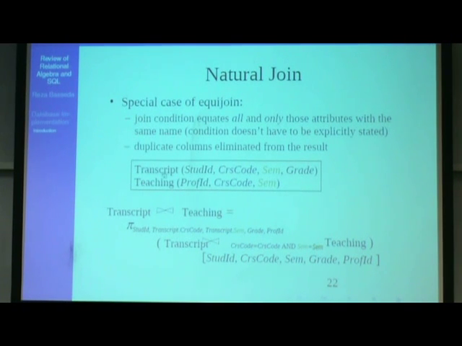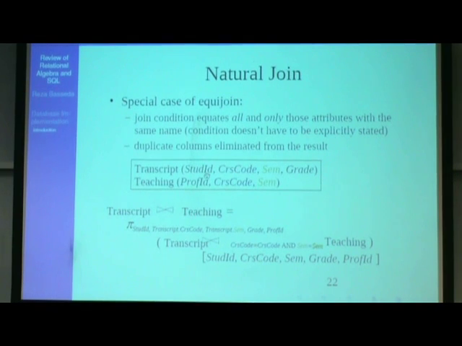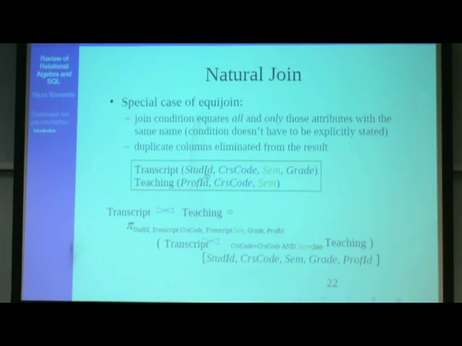So for example, the natural join of these two tables, how many columns will it have? How many columns will the natural join of these two tables have? 2 columns? What? 7. Seven or five? 2. Why? Because these two columns have the same name and the same value. Therefore, you don't need to repeat them.